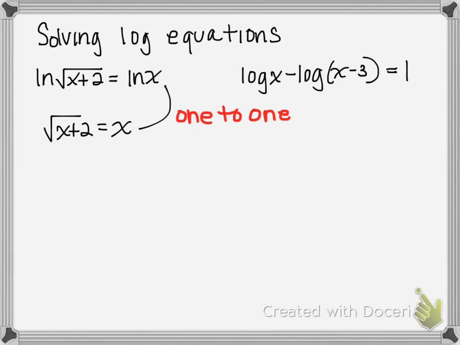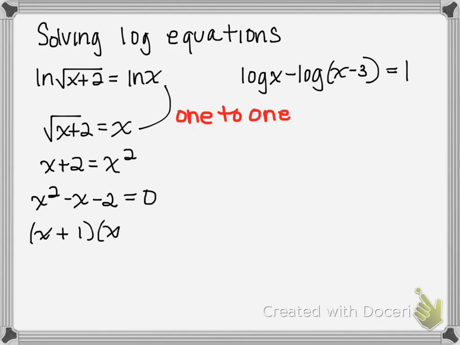So here is rad x plus 2 is equal to x. Square both sides. And we'll isolate and set equal to 0. And can we factor this? I think so. x plus 1, x minus 2. And we get x equals negative 1 or x equals 2.